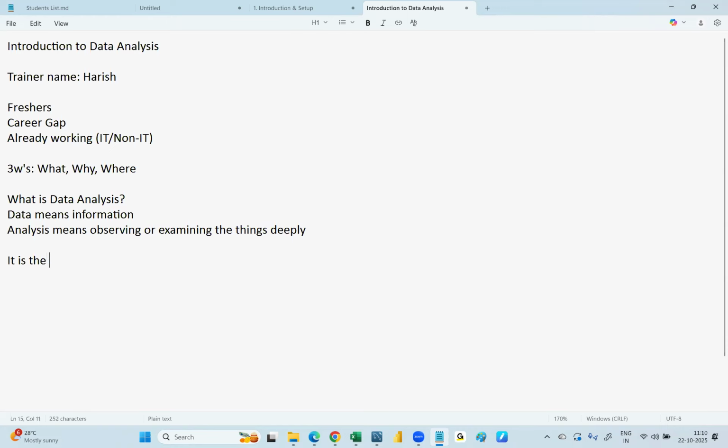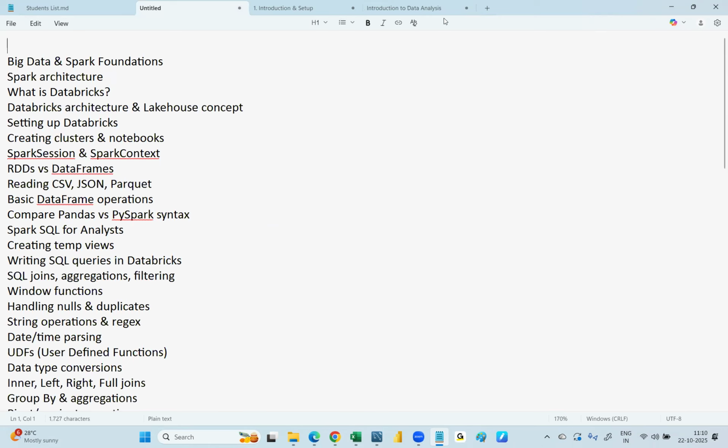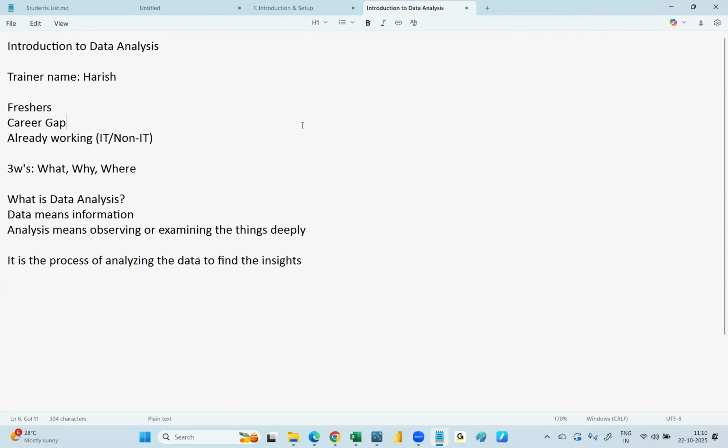If I want to form a proper definition, I would say it is the process of analyzing the data to find the insights. Data analysis is a process, and when I say process, it means multiple steps are involved. Here I can say there is a total 5 step process in analyzing the data to find the insights. Insights means the output of data analysis.